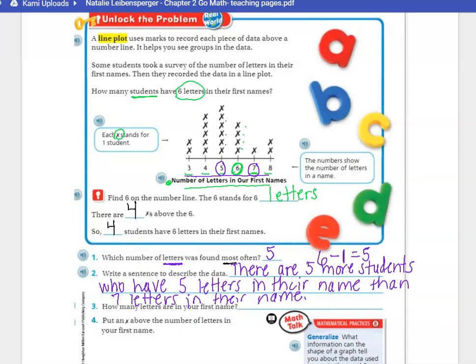Okay, let's go down to 3. How many letters are in your first name? And then 4 tells us to put an X above the number of letters in your first name. All right, so I have 7 letters. So how many letters? I'm going to label that 7 letters. You go ahead and count the letters in your name, write them and label them, and then go ahead and place the X above on the line plot. And what does the X stand for? 1 student. In this graph, 1 student.